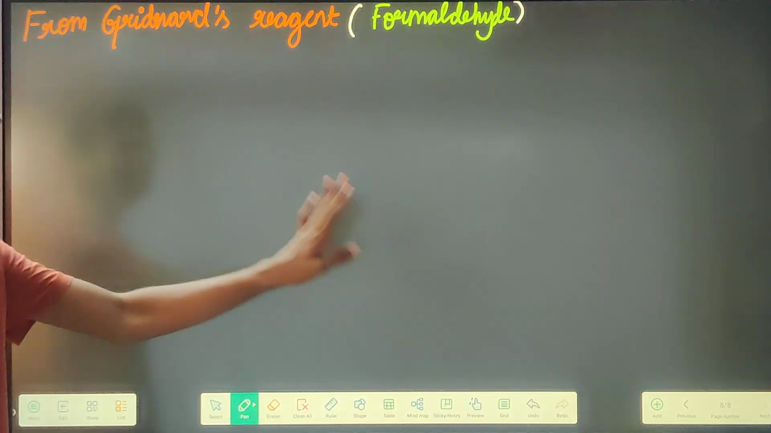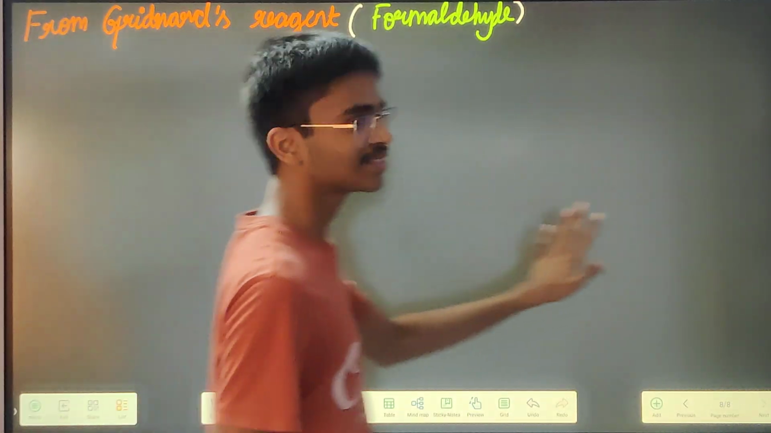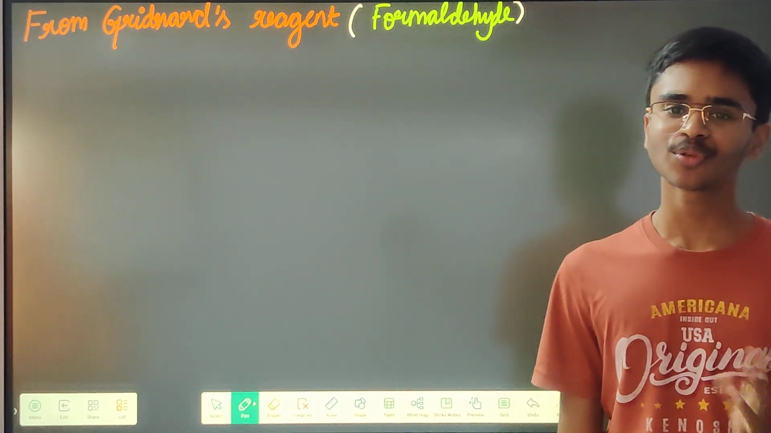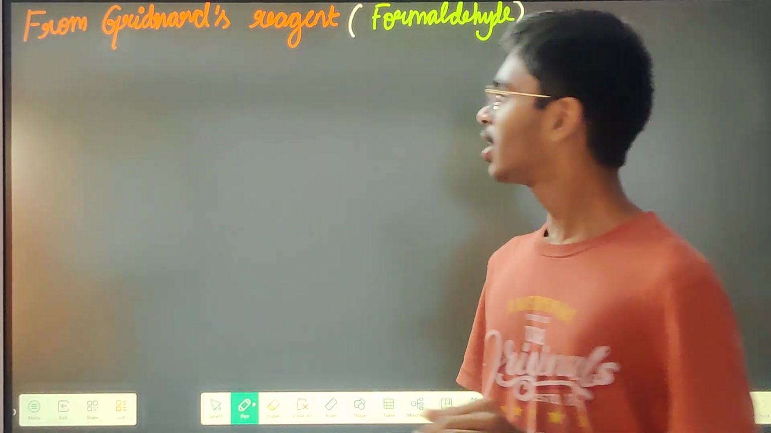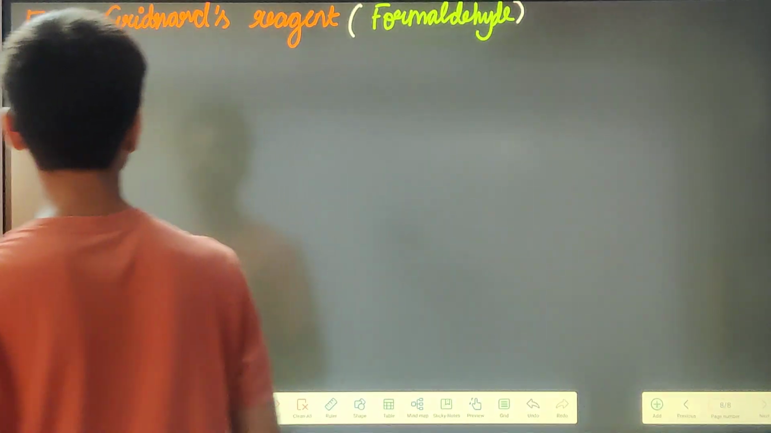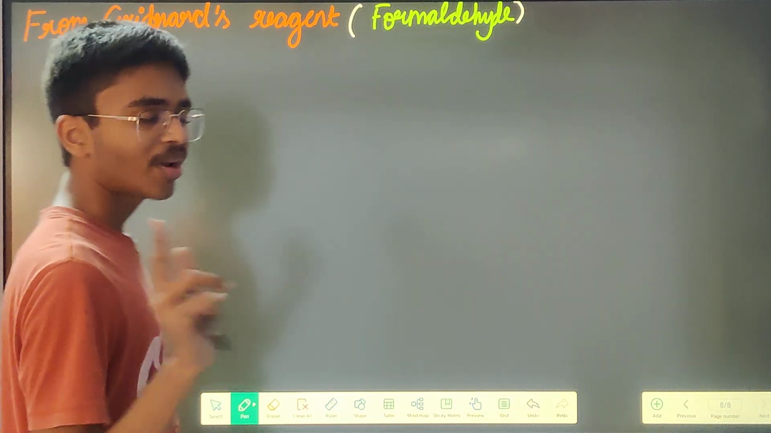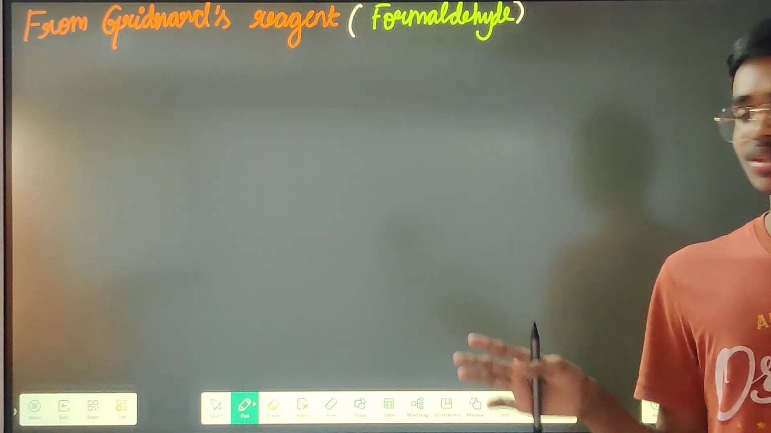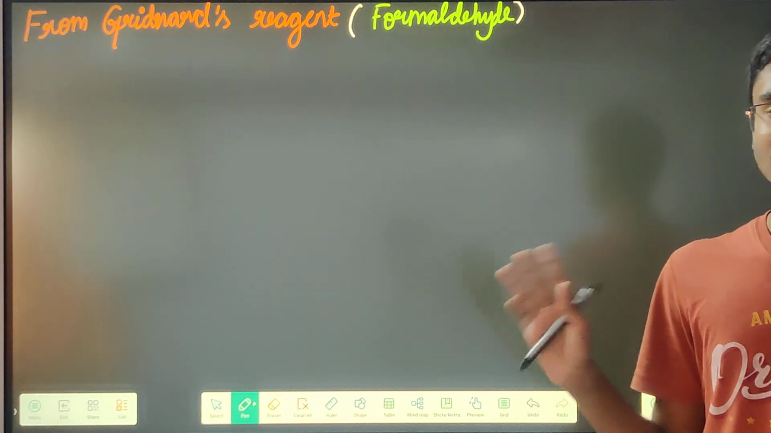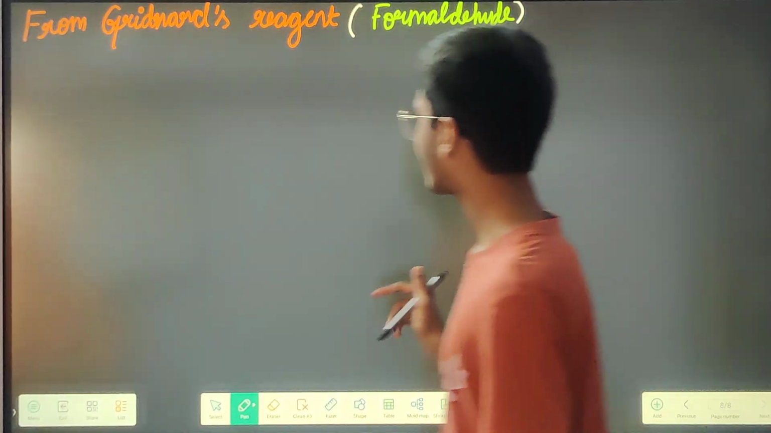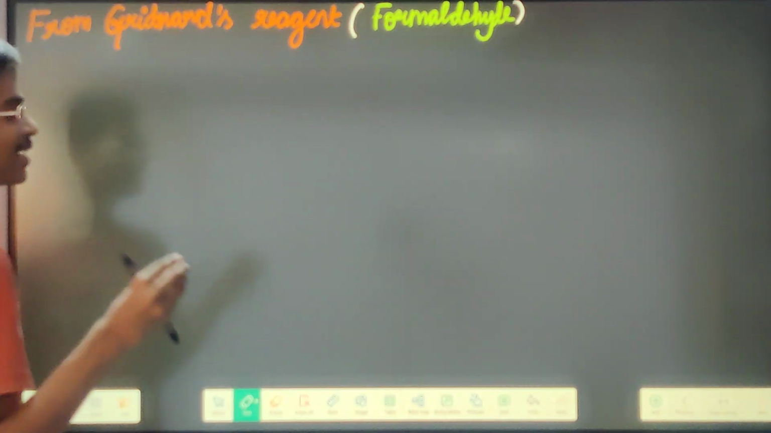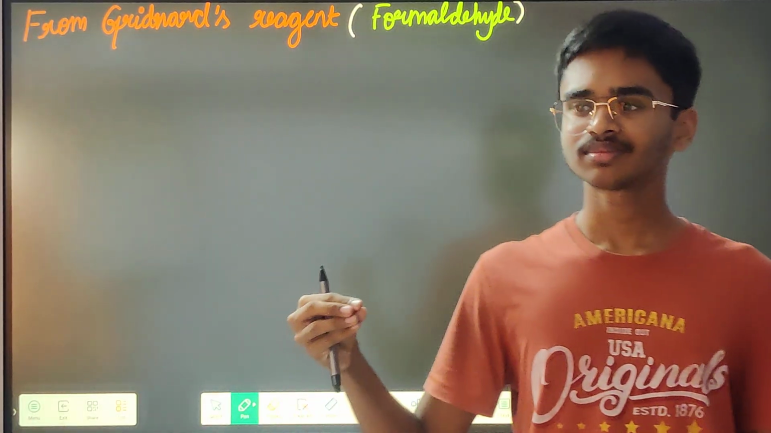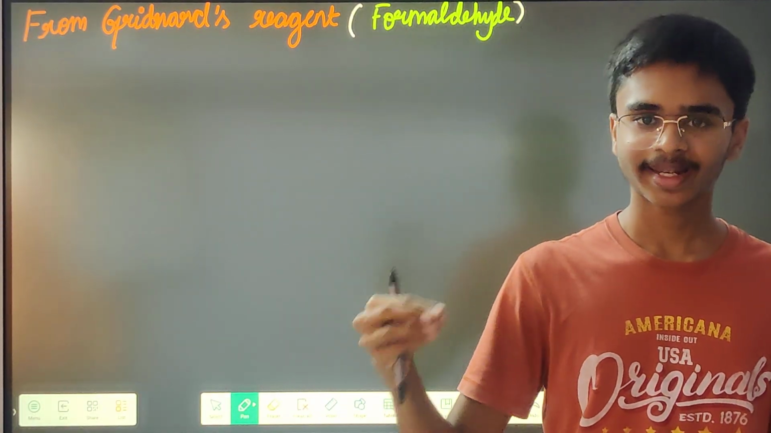So first we will understand what is formaldehyde. If you know what is formaldehyde, very well and good. Next we will check what is Grignard's reagent. Already in haloalkanes and haloarenes I said once what is Grignard's reagent, but we will just see it again, not a problem. So Grignard's reagent is a compound that has been formed from a haloalkane.